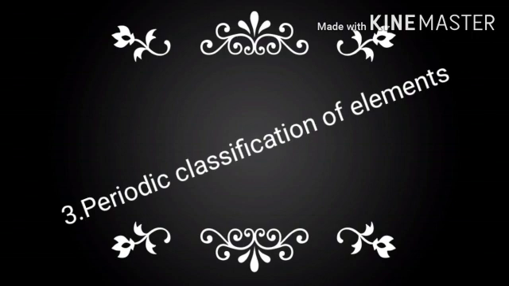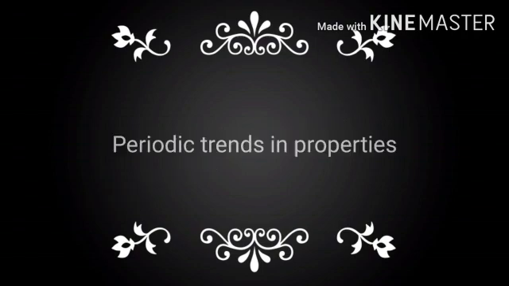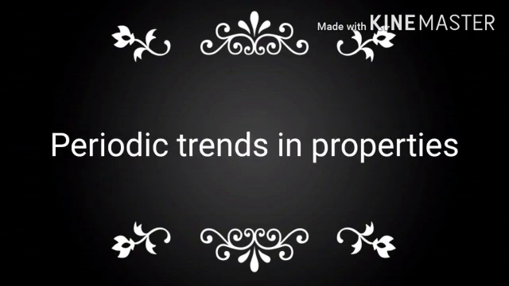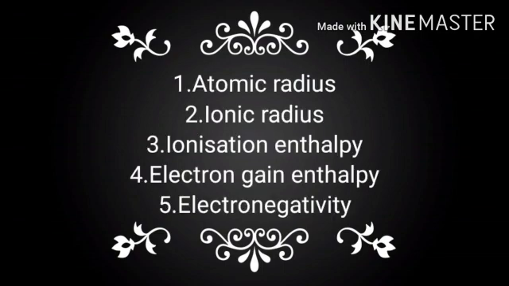Electronic configuration of elements shows a periodic variation with increase in atomic numbers. Similarly, a periodic trend is observed in the physical and chemical behavior of elements. Next, we will study periodic trends in properties. They are atomic radius, ionic radius, ionization enthalpy, electron gain enthalpy, and electronegativity.